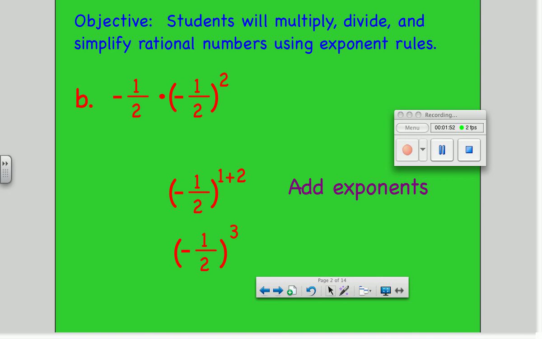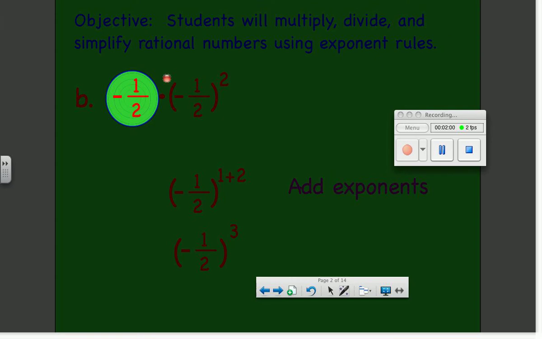So, how many times am I multiplying negative half? I'm multiplying negative half just one time because there is no exponent. So when there's no exponent, I'm just multiplying it one time. There's just one of them. How many do I have? I just have one, so that's it.